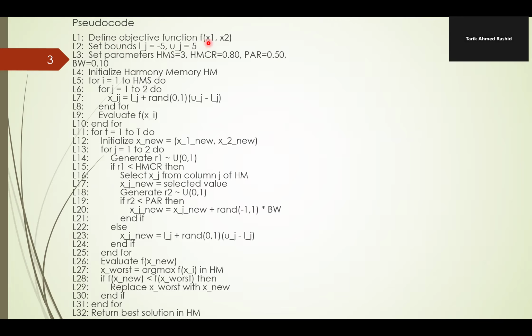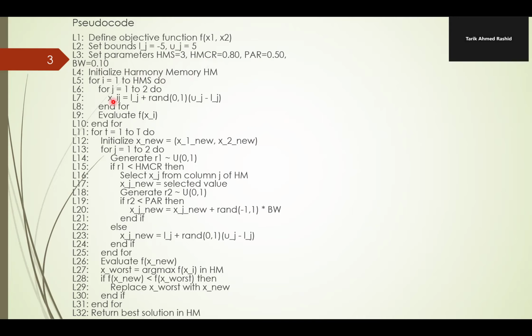Here we have the objective function. It has two dimensions, x1 and x2. Set bounds -5 and 5, so each dimension goes from minus 5 to plus 5. Set parameters: the population HMS, the size of the agents of harmony search, the considering rate for harmony memory is 0.8, the pitch adjusting rate is 0.5, and the bandwidth is 0.1 for the local search.